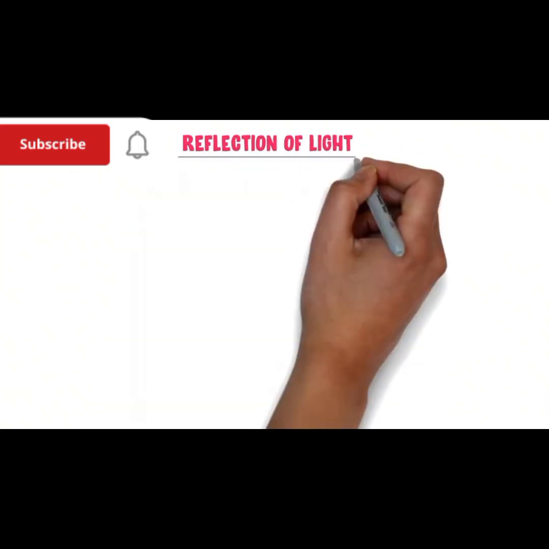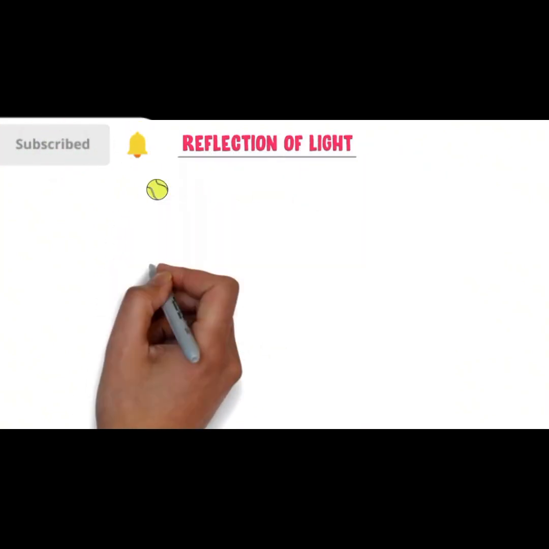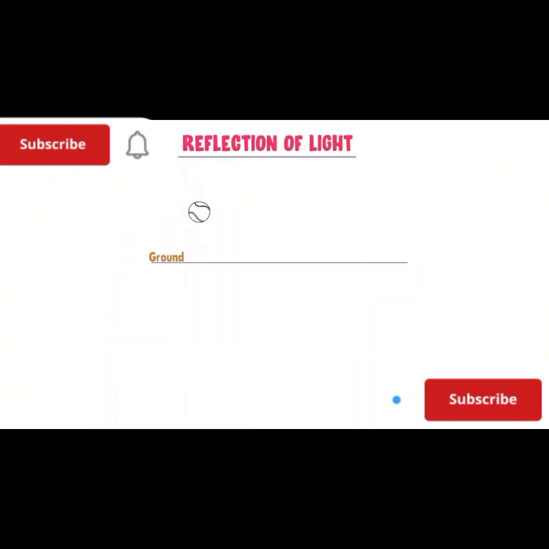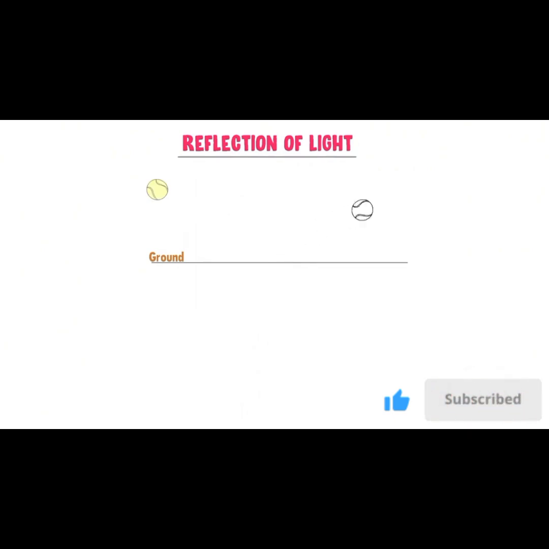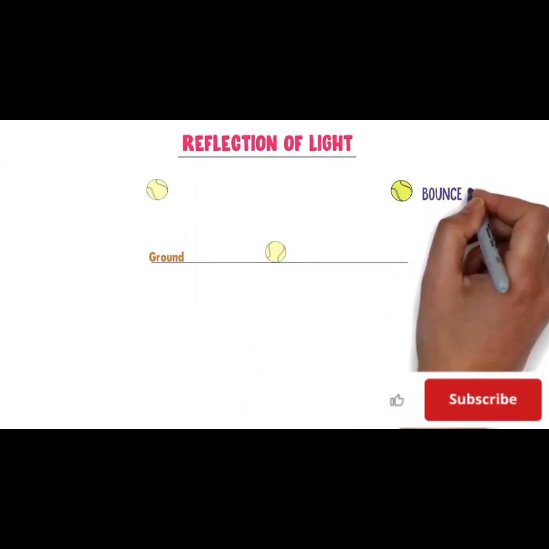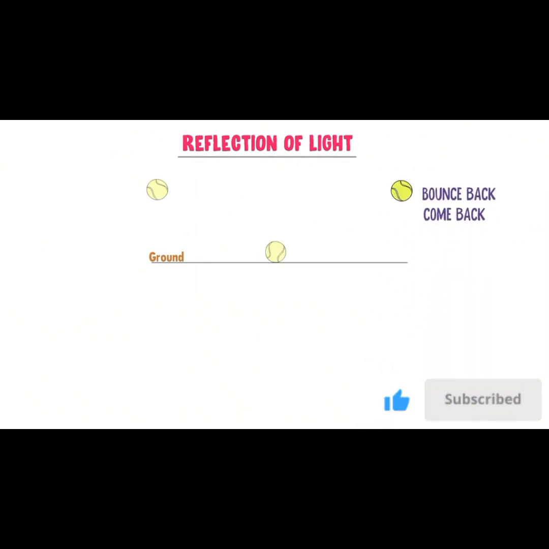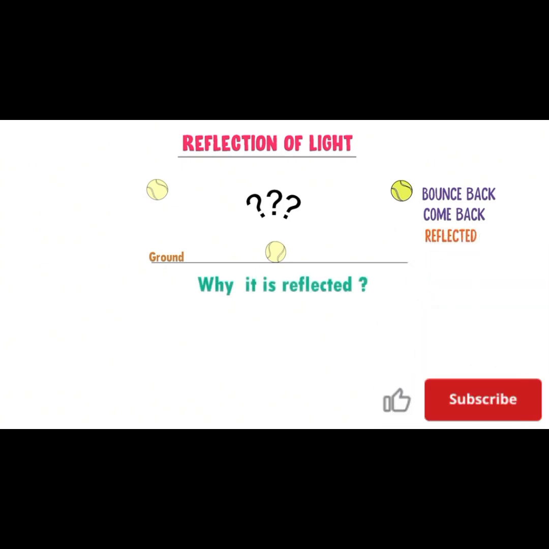What is reflection of light? Well, consider a ball. When you throw a ball and it hits the ground or any surface, it bounces back or comes back, or we say that it is reflected. Now, if you ask me why this ball comes back or why it is reflected by the surface, the answer is very simple.